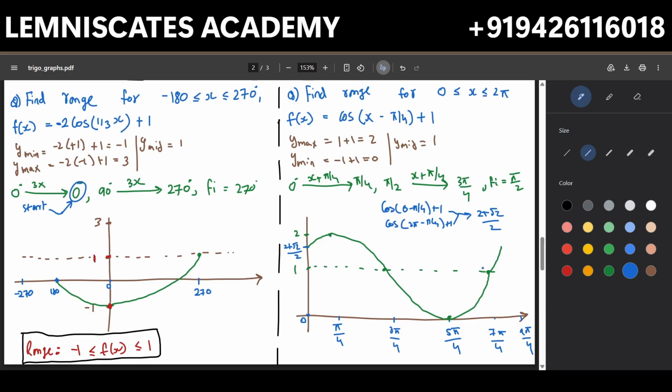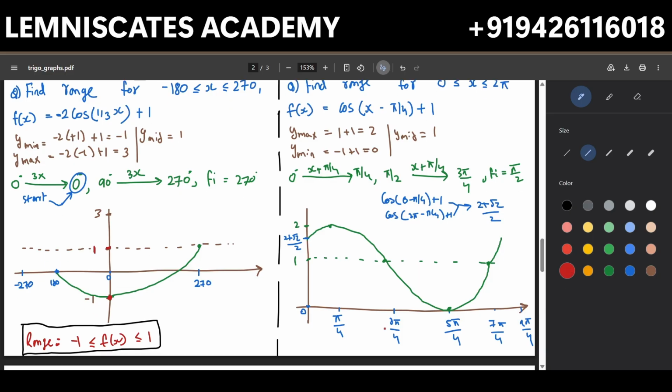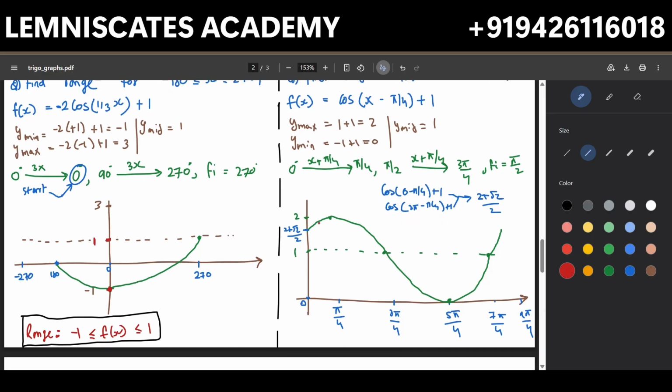But yeah, if you had to draw the graph, that is the graph. And of course, what is the range? The range is going from 0 to 2, right? From minimum to maximum, because one complete cycle is visible to you. So I can just write that my range over here is from 0 all the way up to 2.